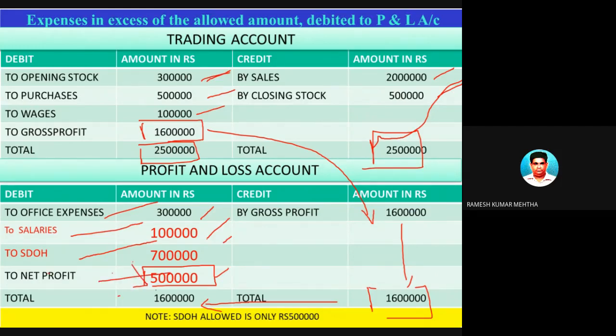But if you look at the note, selling and distribution overheads allowed is only 5 lakhs. So in this case, an expenditure is shown in excess of what it should have been. That is the expenses in excess of the allowed amount. You are allowed to show less expenditure, but you have shown more. How much more have you shown? 2 lakh rupees more expenditure. So the profit is decreasing by 2 lakhs.